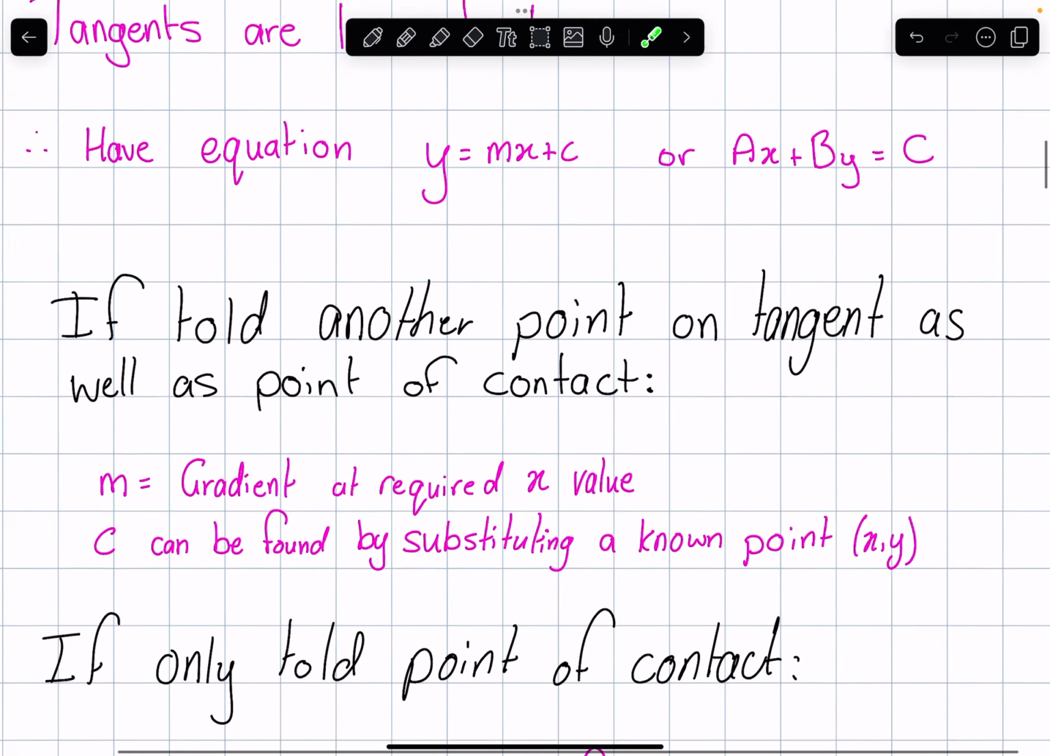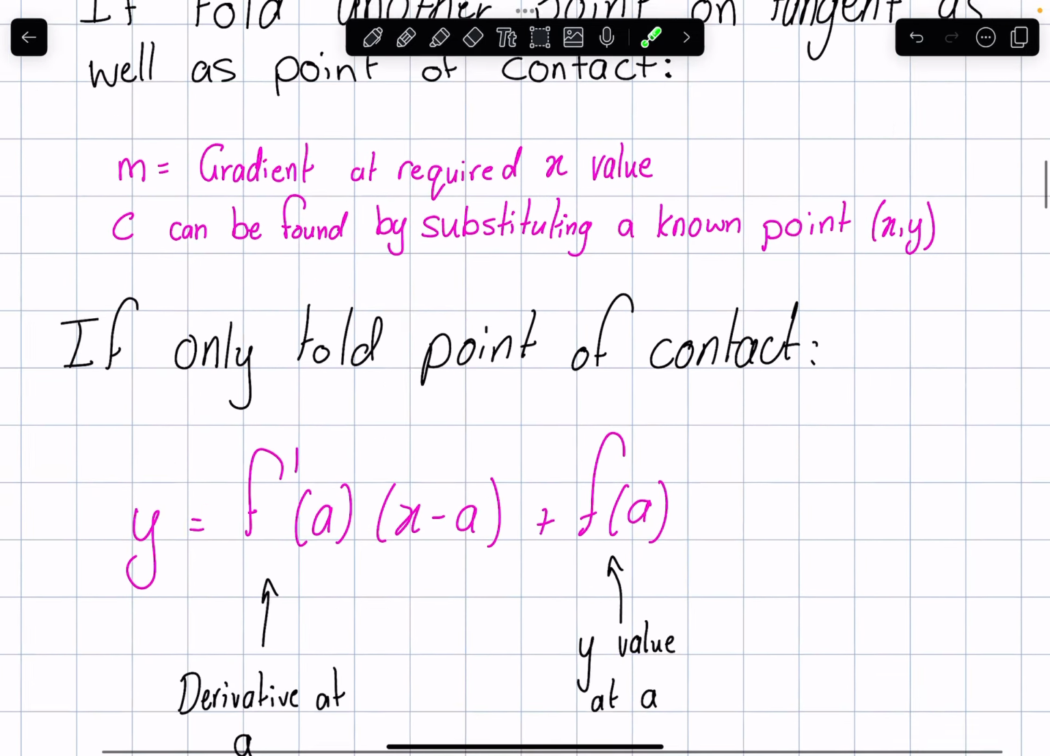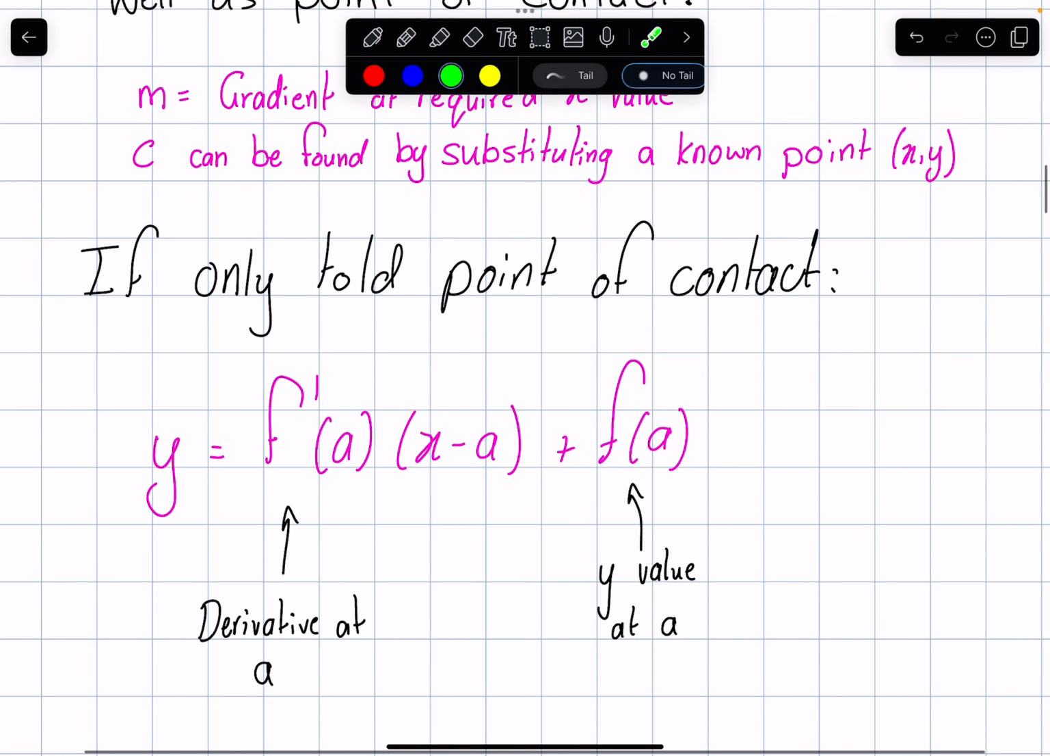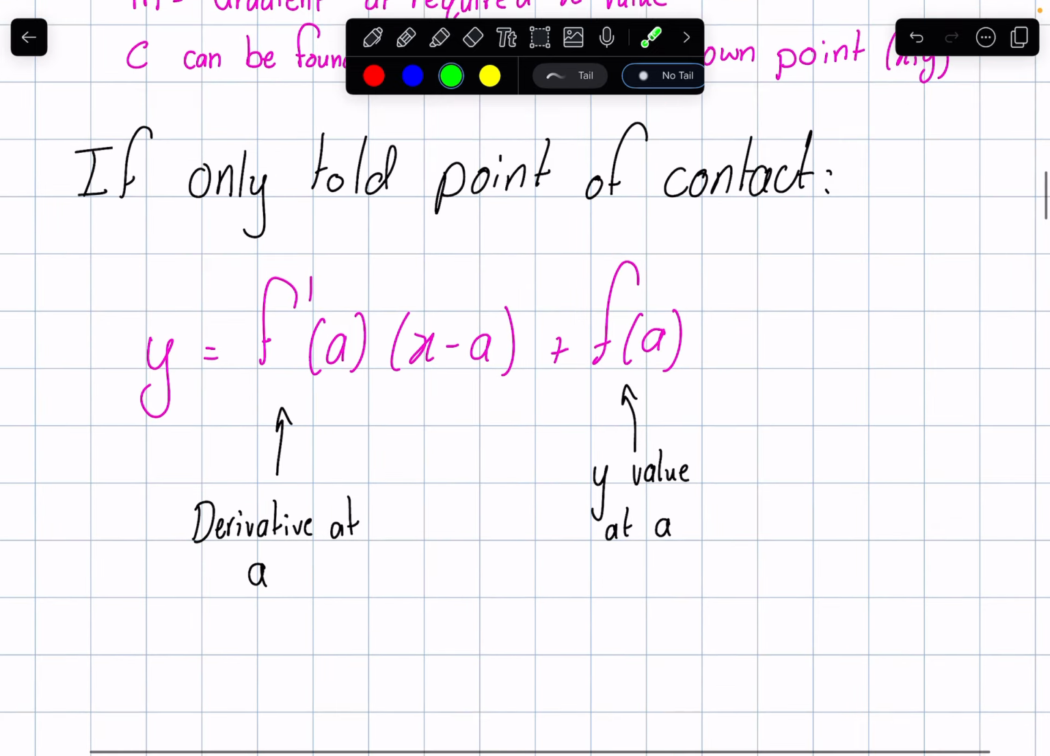But if we're only told the point of contact, then we can use a little formula here. So my tangent y is equal to f dash of a, which is my derivative at a, times x take a, which is almost like a horizontal translation, plus f of a, which is my y value at a. So a is the specific x value that the tangent touches my curve at, okay?